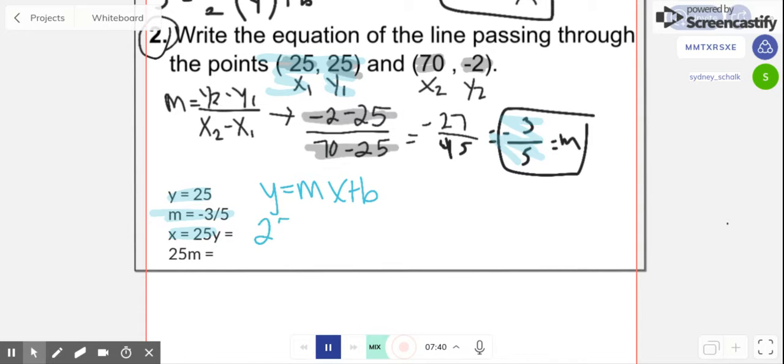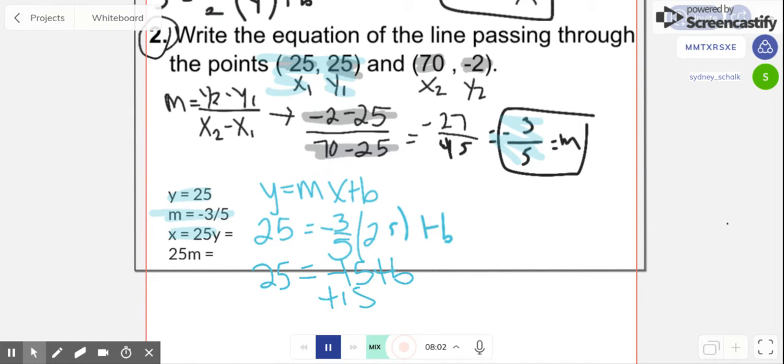My y, we said, was 25. My slope is negative 3/5 times my x, which is also 25. And then from there, I can add b. Now all I have to do is solve. So first step, negative 3/5 times 25 is negative 15. We have plus b, and that equals 25. Next, go ahead and add 15 to both sides, and we get b equals 40.